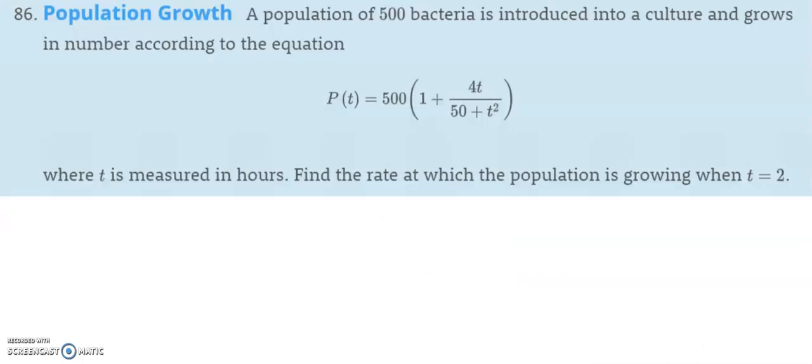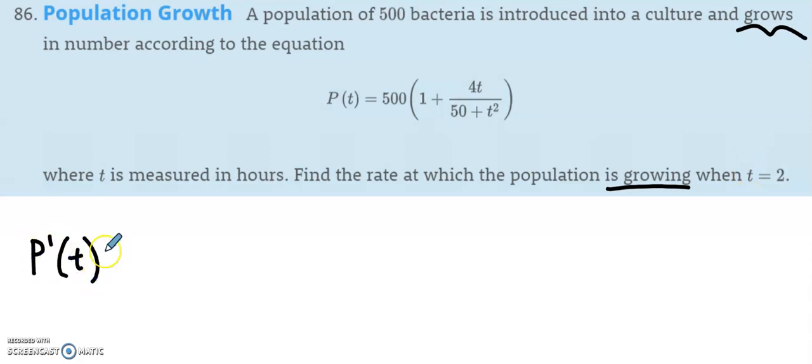All right, population growth. This one I wanted to talk about because my answer key online had a small mistake to it. All right, so a population of bacteria is introduced into a culture and grows. That sounds like a rate to me. According to this, where T is measured in hours, find the rate at which the population is growing when T is equal to 2. So I'm going to start by finding the rate of change of population.